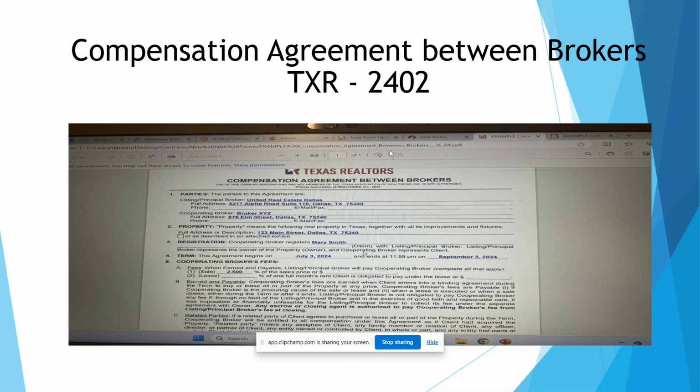The next document, compensation agreement between brokers. Extremely important document now once the BAC disappears from MLS, because currently we can always at title say, yes, the MLS said they'd pay us 3%. On page 10 of the 1-to-4 contract, we had 3%, so we're going to get 3%.